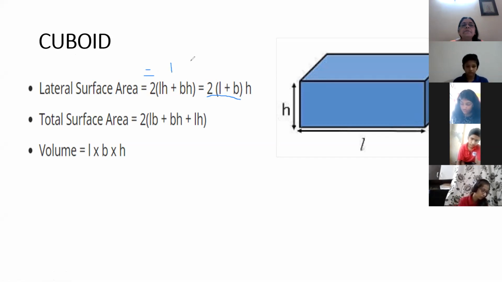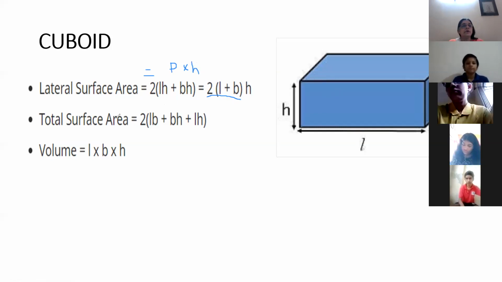perimeter into height. This can be written as perimeter into height. Okay, so always remember, when you are talking about lateral surface area, it includes the perimeter into height. Fine. Now, what do you mean by total surface area?